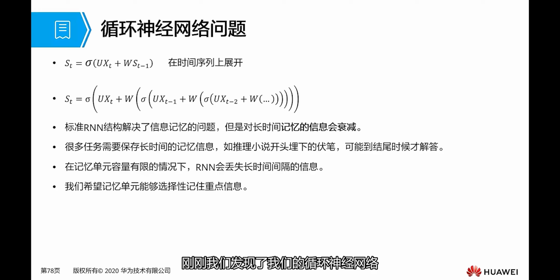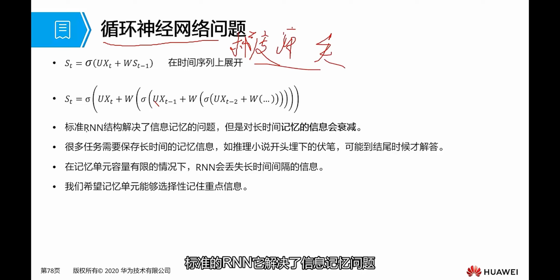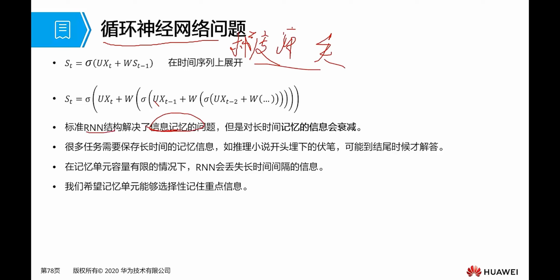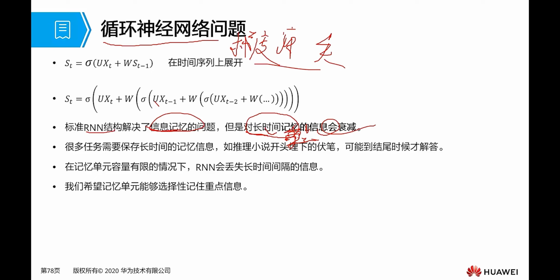We use LSTM. We just discovered an issue with our recurrent neural network. What is the problem? It has an issue of vanishing gradients. What other problems does it have? Let's take a look at the standard RNN. It solves the issue of information retention, but for long-term memory it decays. These long-term memories could be crucial information, so this aspect will affect our outcome.